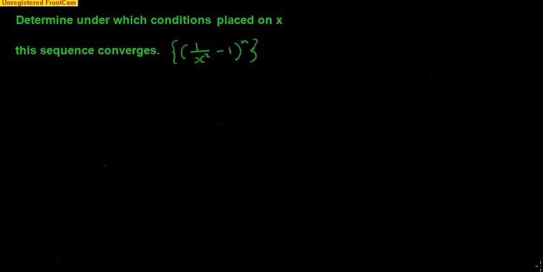Hello again. For this question we have to determine under which conditions placed on x this sequence converges. Well, this is a geometric sequence because you can see it goes to the power n, and so as n goes up 1, 2, 3, 4 we just get powers going up, so our common ratio r is this expression here, (1 over x squared minus 1), in a geometric sequence.